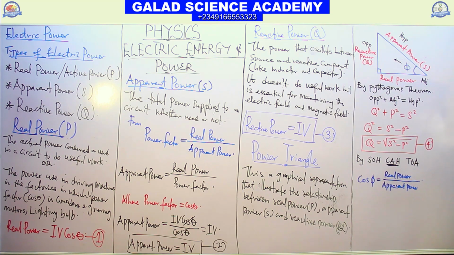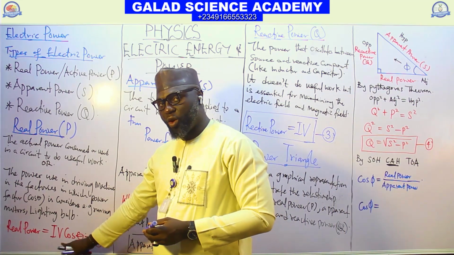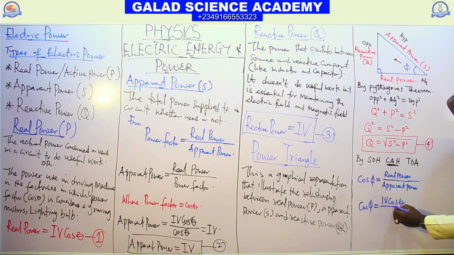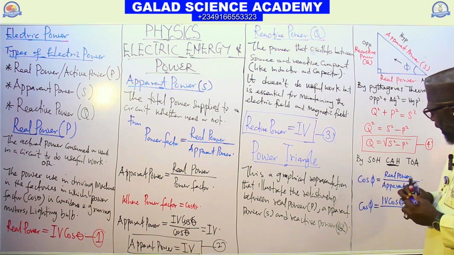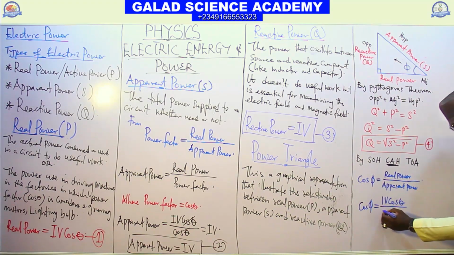By substituting for each value, cos of this first angle, what is real power? The real power formula is IV cos theta. Put it here. We have IV cos theta, and apparent power is IV. So the IV cancels IV. We are left with cos theta.